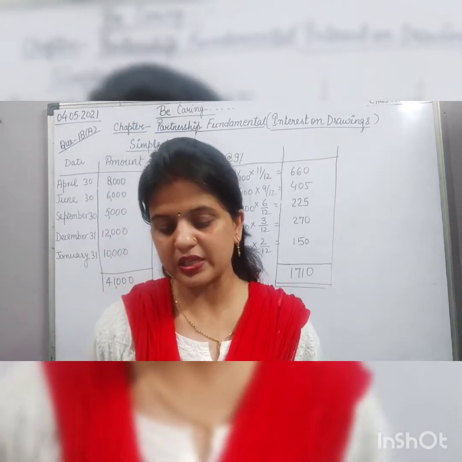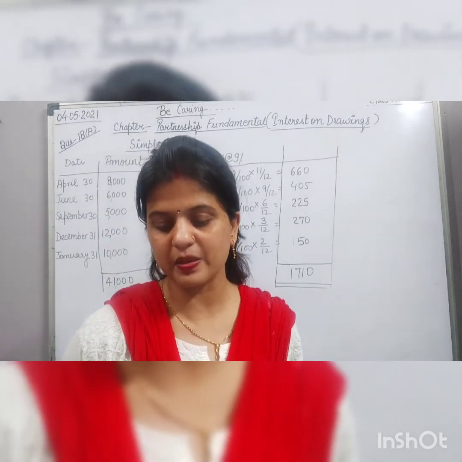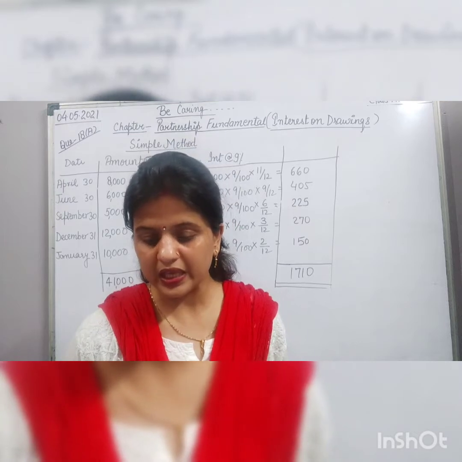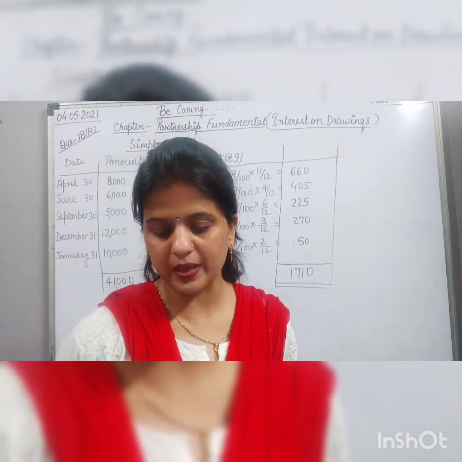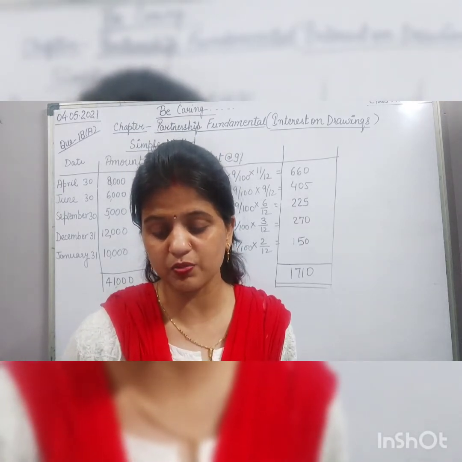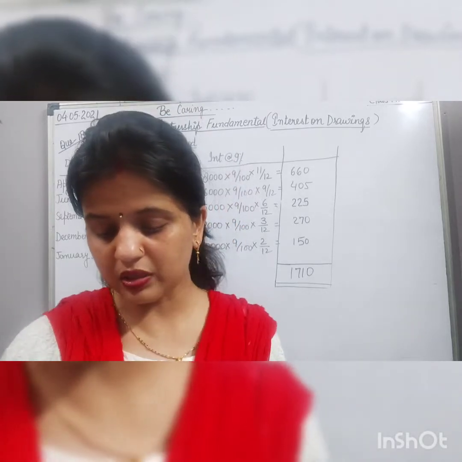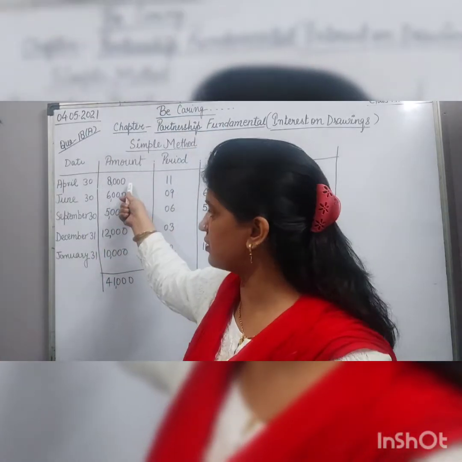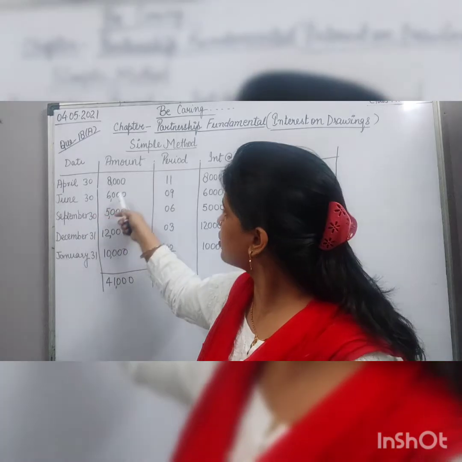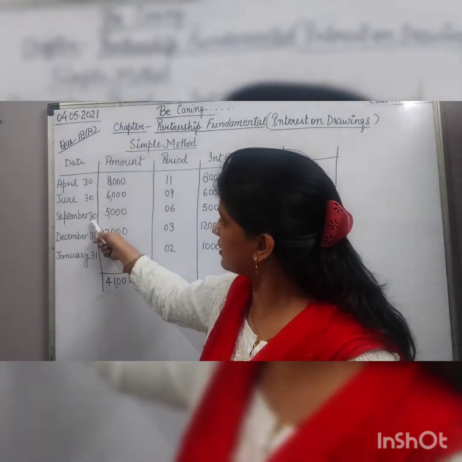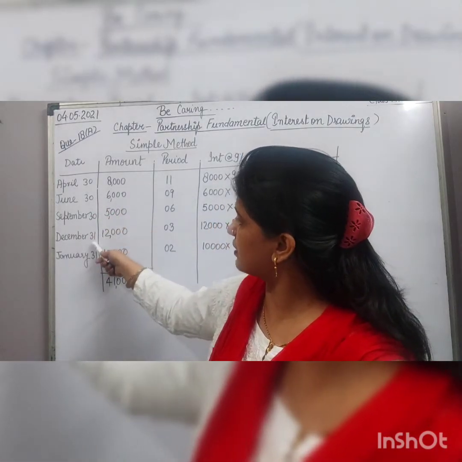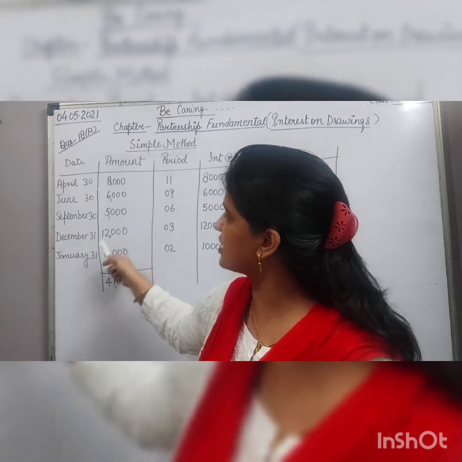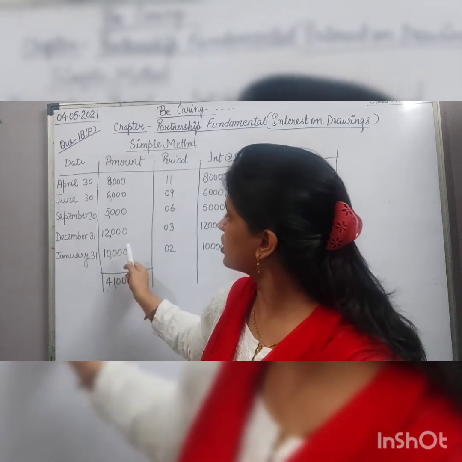Okay, so in this question it is given that Mr. Ashok Gupta is a partner in a firm. He withdrew the following amounts during the year ended 31st March 2018. April 30, they withdrew 8,000. June 30, they withdrew 6,000. September 30, they withdrew 5,000. December 31, they withdrew 12,000. And January 31st, they withdrew 10,000.